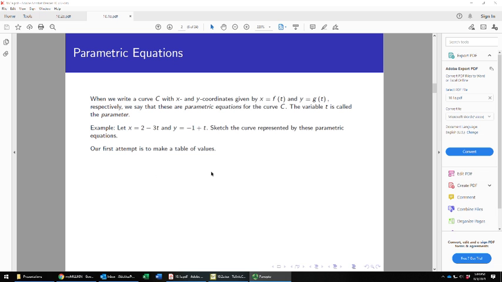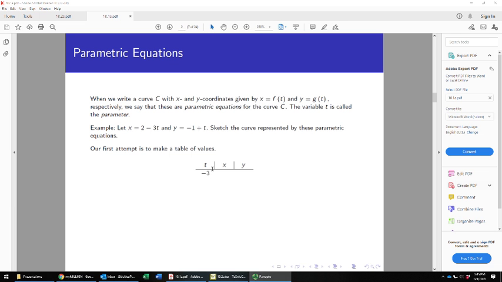So let's just make a table. That's one of the first things that you do when you try to graph an equation. So again, we're going to pick some values for t. It doesn't matter what they are, as long as they are in the domain of both functions. So I'll just try, say, between negative 3 and positive 3 and see if we can get an idea of what the graph has to look like.